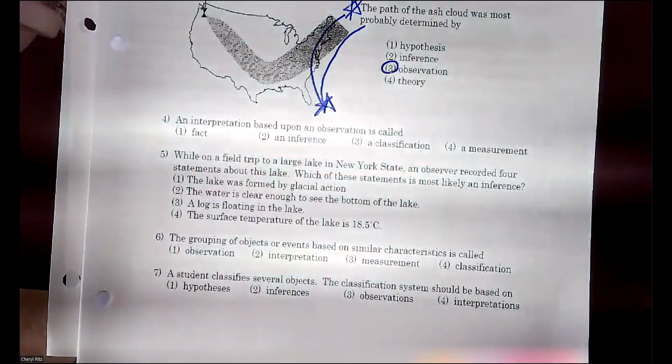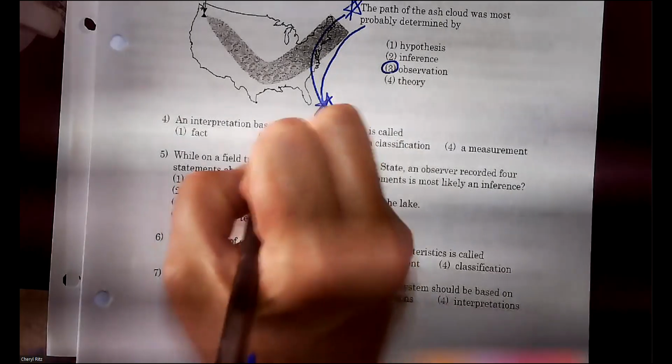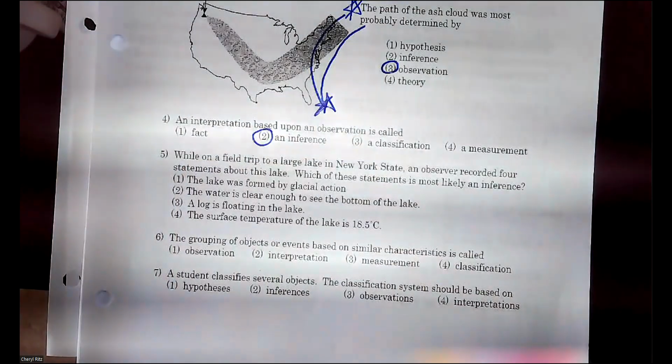Number 4, an interpretation based off an observation is called, which number did you pick? You got it. That is an inference. That's like the definition of an inference.